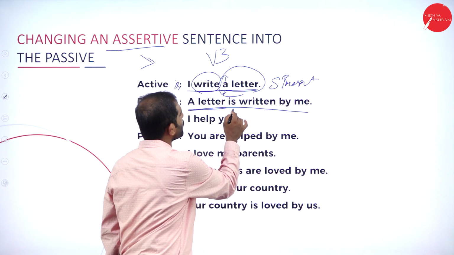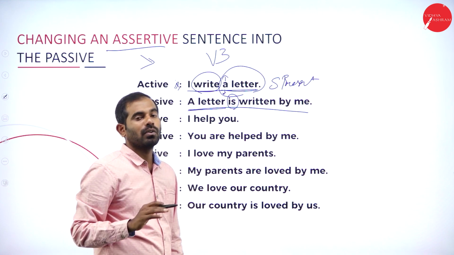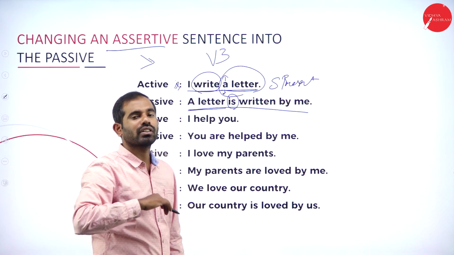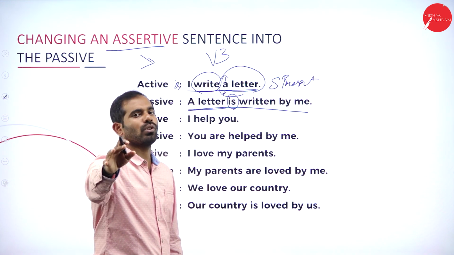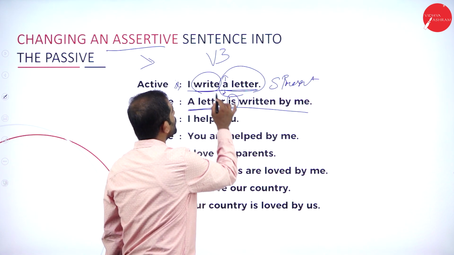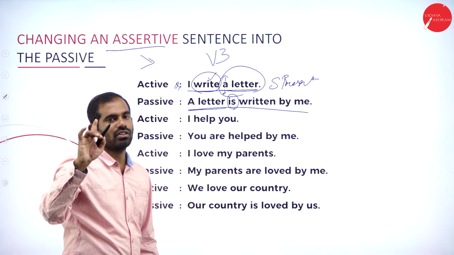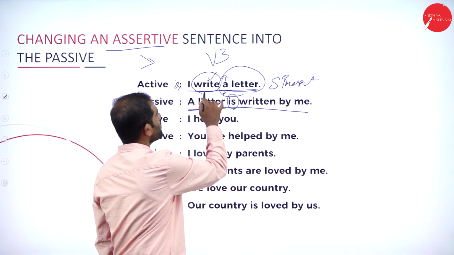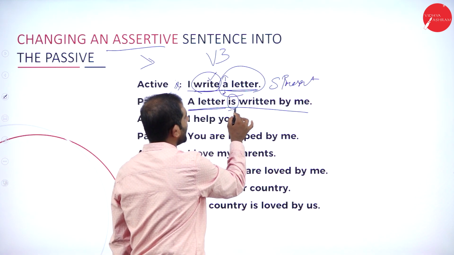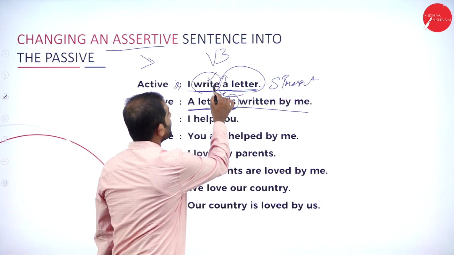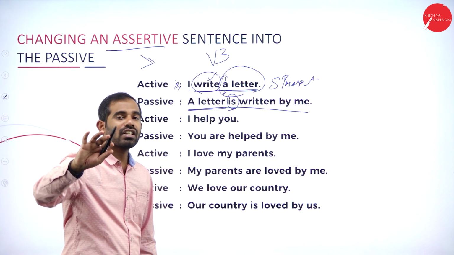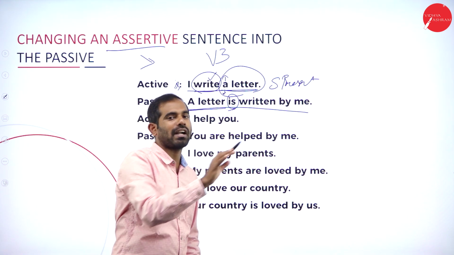So you have to use an auxiliary verb. How will you use the auxiliary verb? I am telling you the simplest rule. Try to follow it. You have to identify the tense. The second rule. Simple present tense. So you are going to use is. Third rule. Change the verb to past participle or V3.